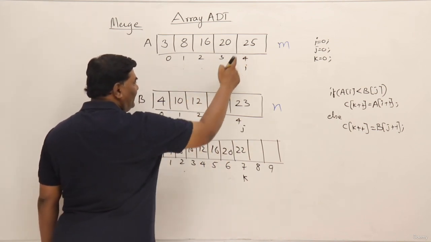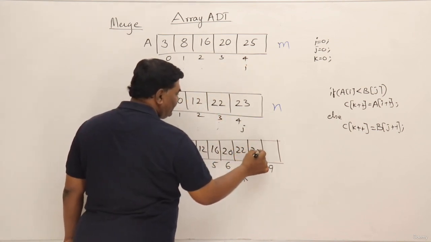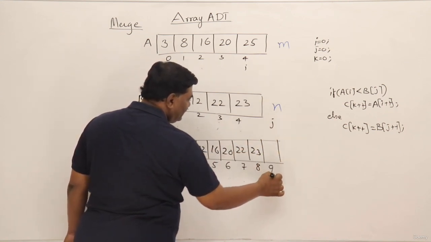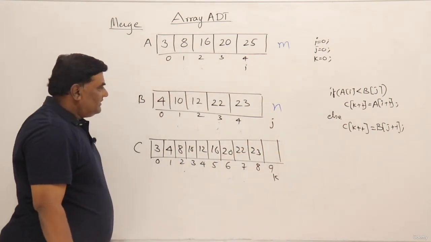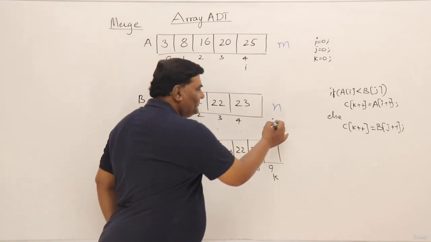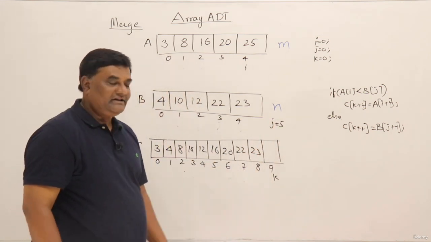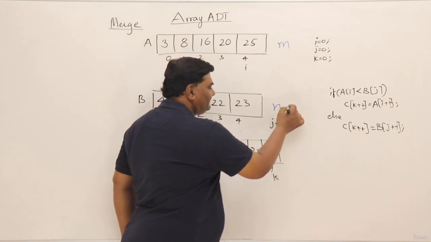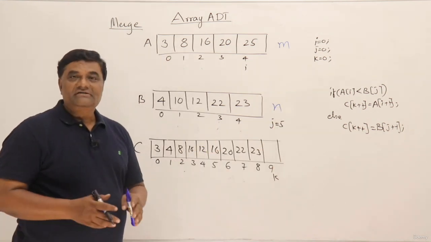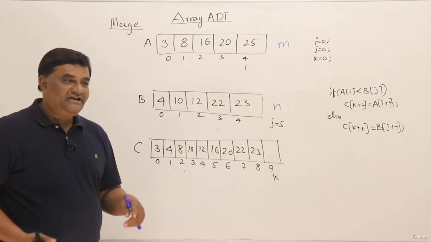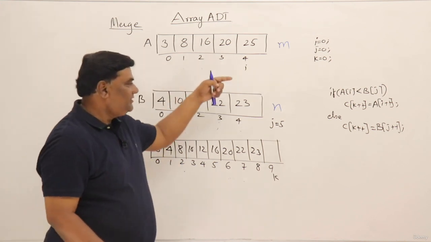This is 25 and this is 23. So 23 is copied. Then j plus plus, k is here. So j became 5 now, which means it has gone outside the size of the array. There are a total of 5 elements. So j became 5 now, it means the second list B has finished. We should stop. We cannot compare A of i with B of j now.